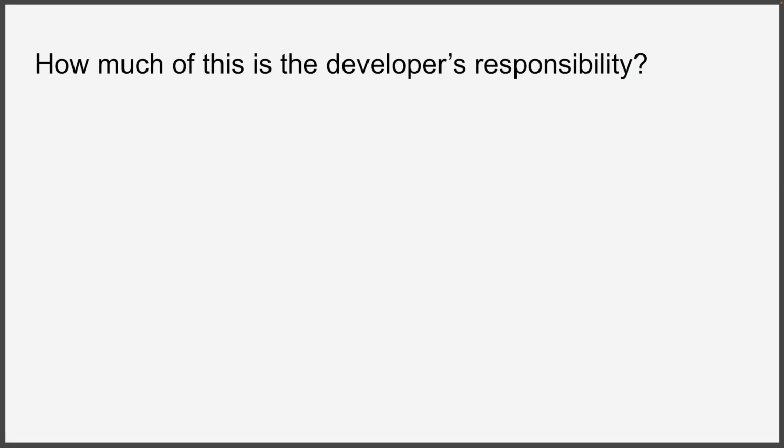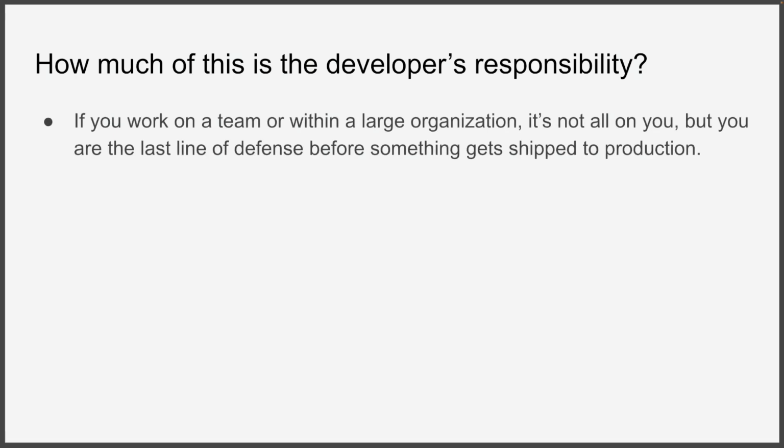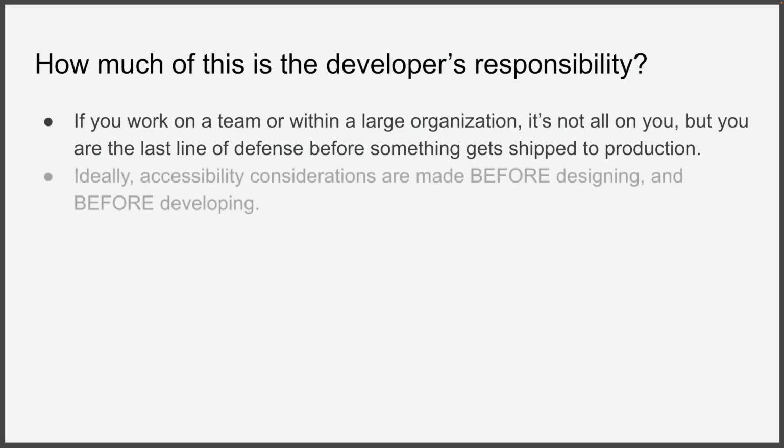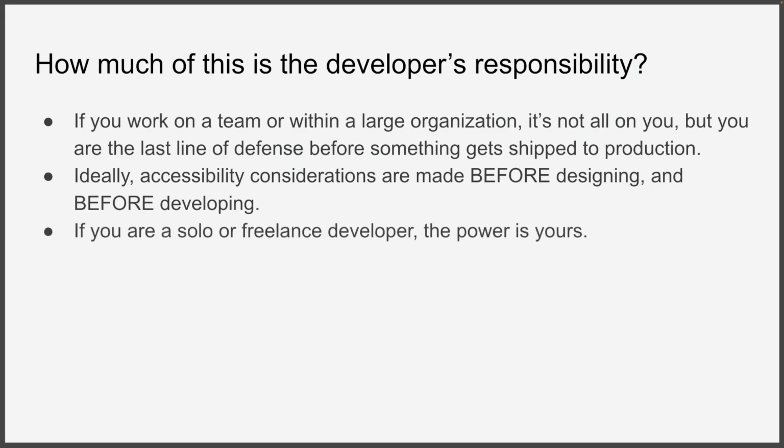So how much of this is the developer's responsibility? Well, if you work on a team or within a large organization, it's not all on you, and I'm not here to pin this all on developers. However, as developers, we are the last line of defense before something gets shipped to production. Ideally, accessibility considerations are made before it is even tasked by you, so before designing and before developing. If you are a solo or freelance developer, then most of the power is yours. You can ship accessible experiences and no one will stop you. I mean, not really, right?